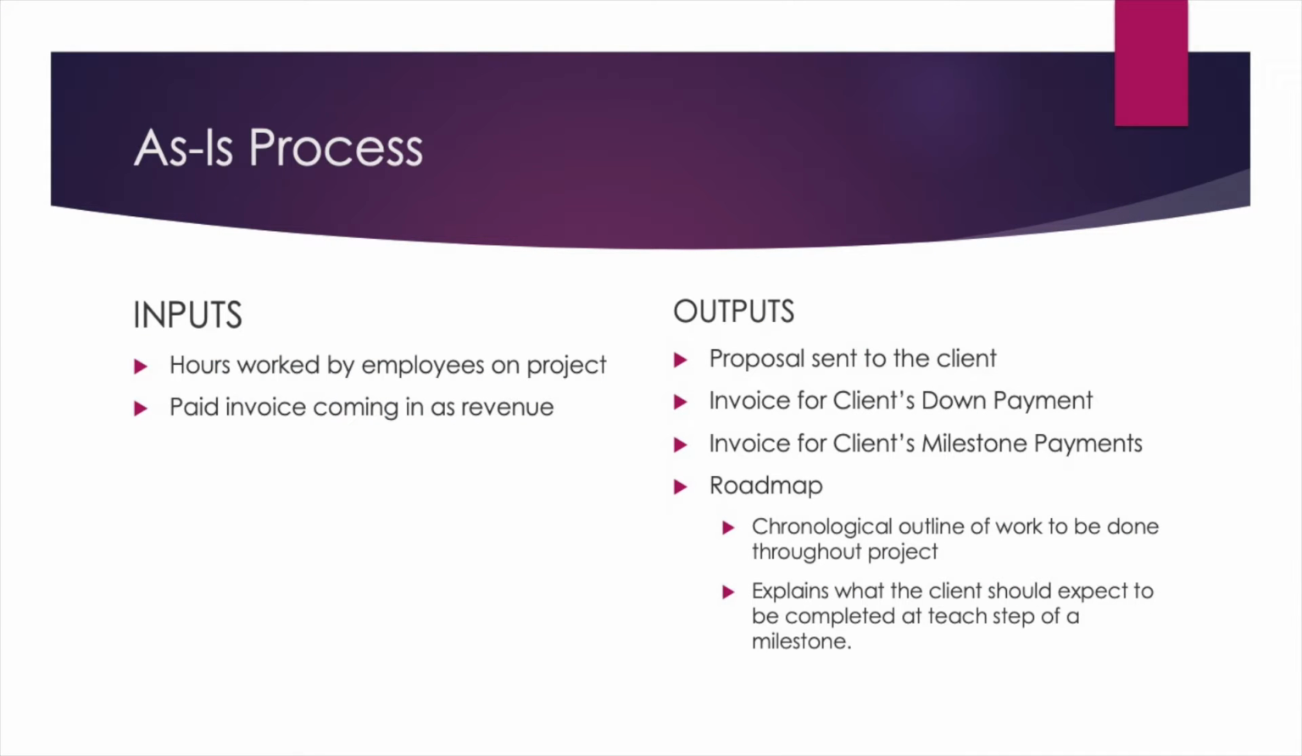Inputs for the as-is process included the hours worked by employees on the project. Inputs also included the paid invoices coming in as revenue. Outputs for the as-is process included the proposal sent to the client, invoice for client's down payment, invoice or invoices for client's milestone payments, and a roadmap with a chronological outline of work to be done throughout the project. It explains what the client should expect to be completed at each step of the milestones.